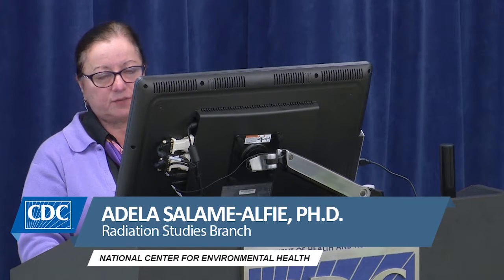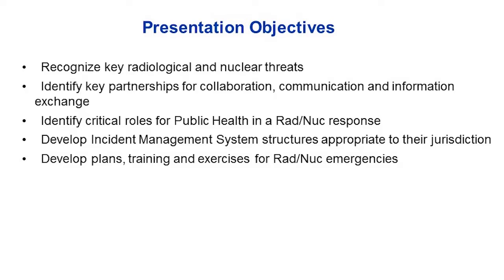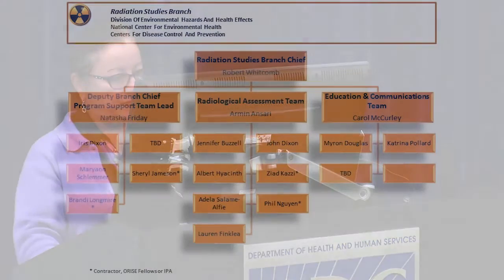We're going to cover 5 main key objectives during today's presentations. I'm going to cover the top 3 and Billy's going to cover the last 2. Primarily, we're going to talk about recognizing key radiological and nuclear threats, identifying key partnerships for collaboration, communication, and information exchange, identifying critical roles for public health in a radiological nuclear response, and Bill will talk about the development of incident management system structures appropriate to the different jurisdictions and development of plans, training, and exercises for rad-nuc emergencies.